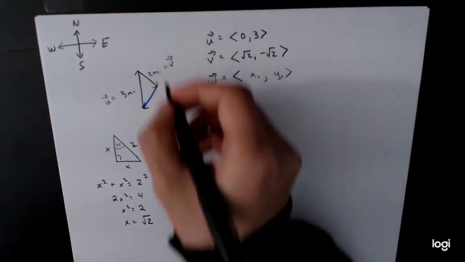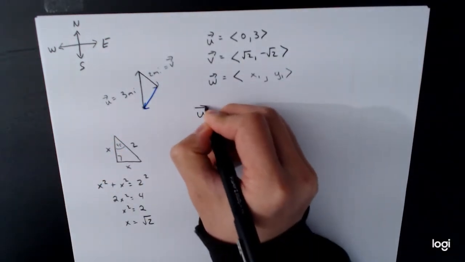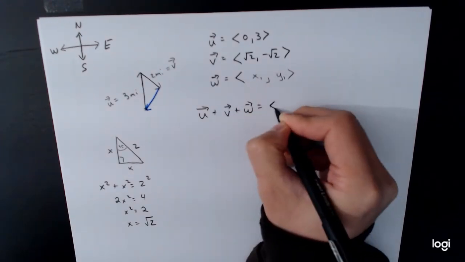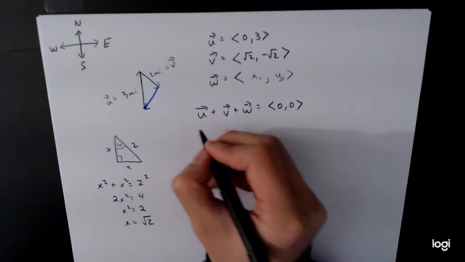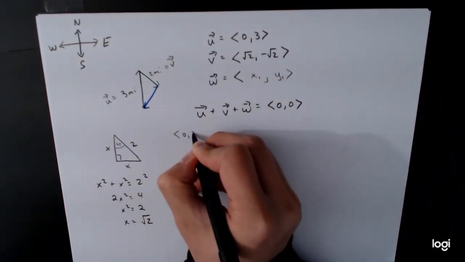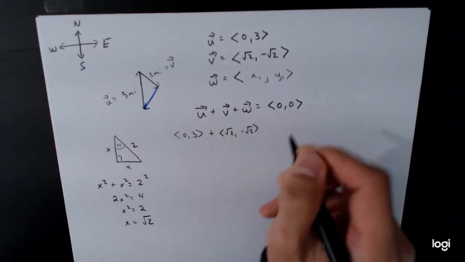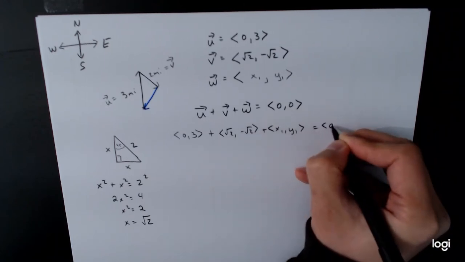All right, so the main picture here is that we're going to return back to where we started. So u plus v plus w is equal to 0, 0. If you complete this lap, you've gone nowhere. And so we can plug this in: 0, 3 plus root 2, negative root 2 plus x1, y1 is equal to 0, 0.